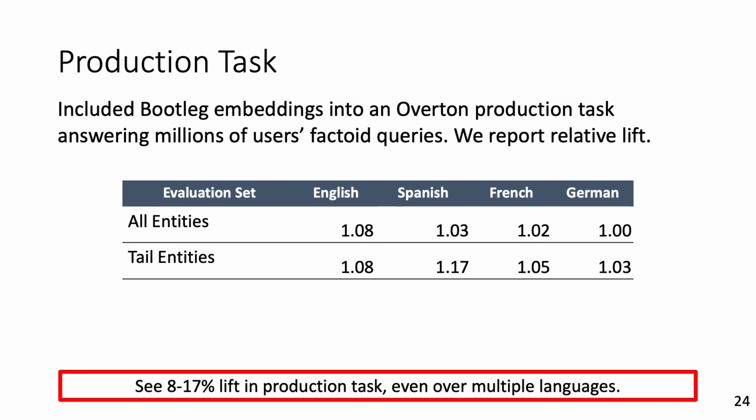Lastly, we included the Bootleg embeddings into an overtime production task answering factoid queries at Apple. And here we see that there's an 8 to 17% lift in the production task, even over multiple languages, showing again that the real benefit of NED systems is in using these embeddings in downstream tasks.